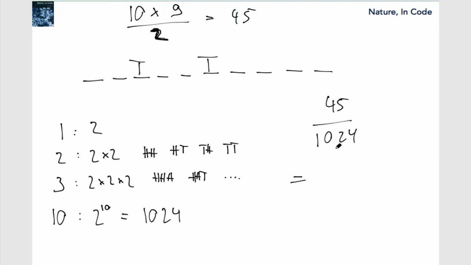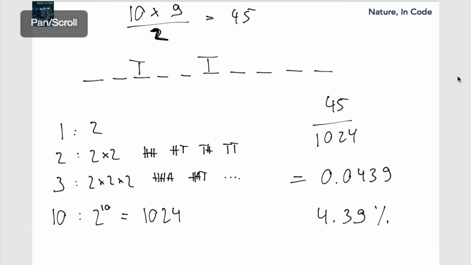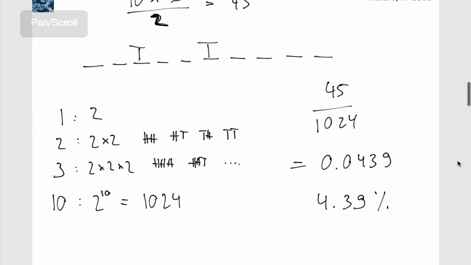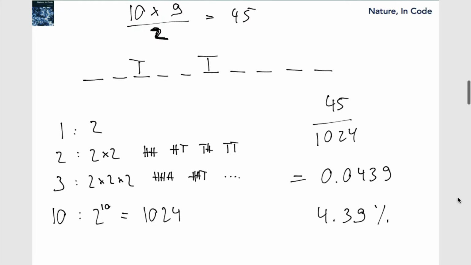If you type that into a calculator, that equals 0.0439 and so on. That's good enough in terms of precision, which means 4.39%. So the probability of that occurring is 4.39 percent. And you could calculate it for all of these events here as well. But that's not the point. The point is we want to implement this in code.